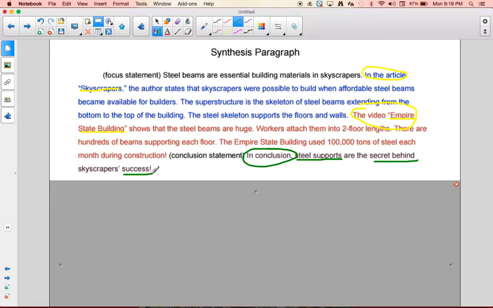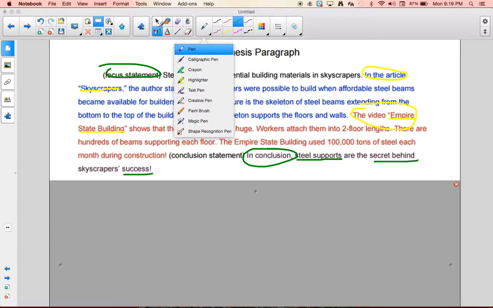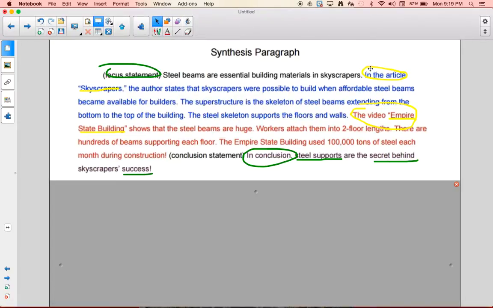Okay? So that's how you're going to put your synthesis paragraph together. Again, using a focus statement and a conclusion. You definitely want to have your transition words here. So you're in your article and in the video.